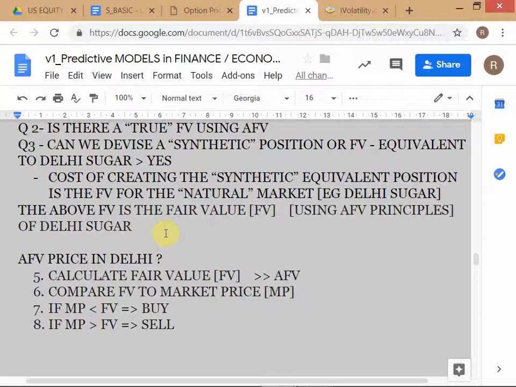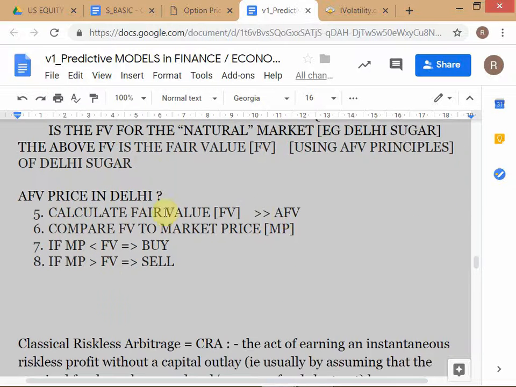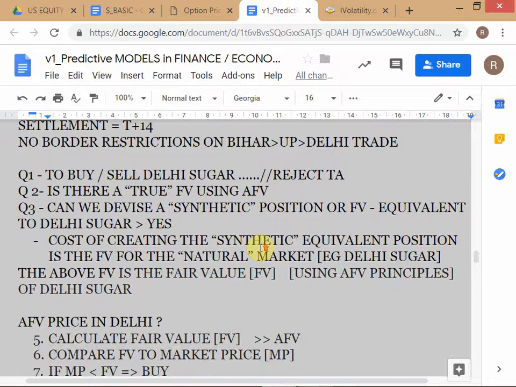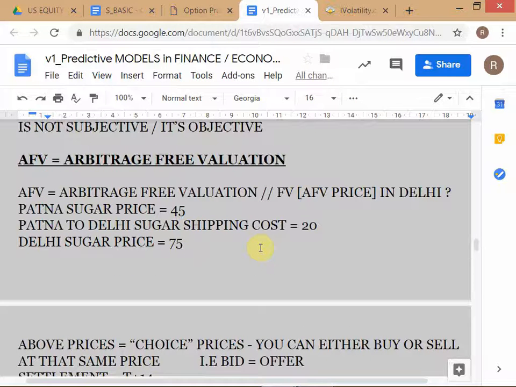So now that we have found, we have still not completed the whole series of steps. Okay, so we computed the fair value using AFV principles. Now we come to the next step. So we got this, calculate the fair value using AFV. Now we are going to compare the fair value to the market price. So what is the fair value? Here, what is the fair value? Fair value is not 75. 65 is the fair value. Why are people getting confused about such a simple question? Everybody should be clear. 65 is the fair value, is what you computed.